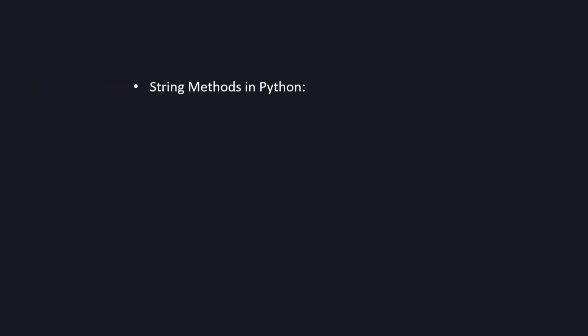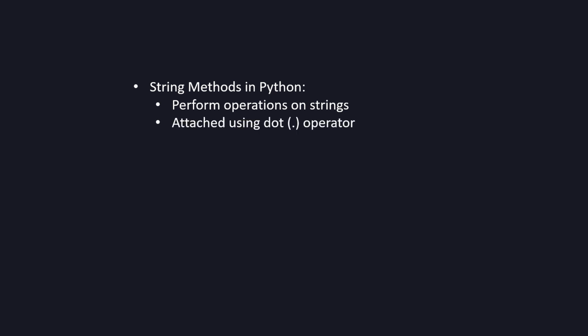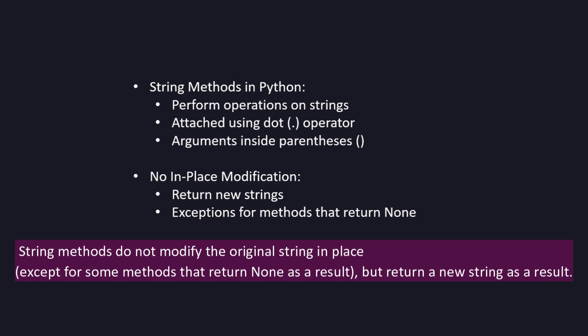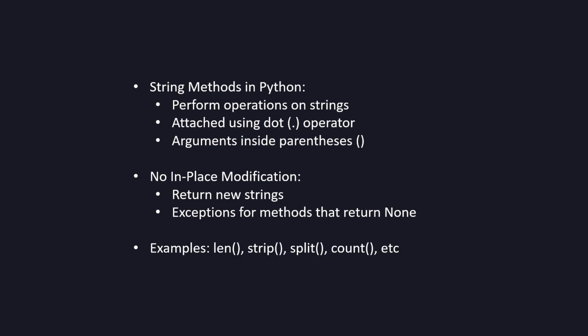You can use common string methods to perform various operations on strings. String methods are functions that are attached to strings using a dot operator and take some argument inside parentheses. String methods do not modify the original string in place, except for some methods that return none as a result, but return a new string as a result. Some common string methods are len, strip, split, count, etc.